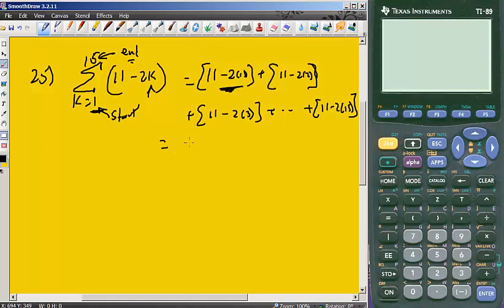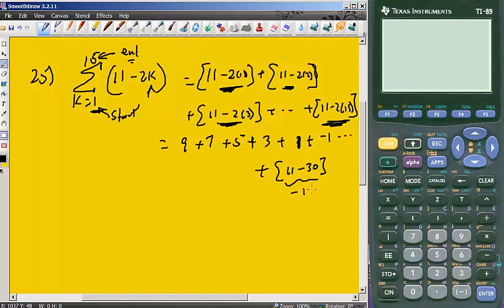So this is really 11 minus 2, which is a 9. And this is really 11 minus 4, and that is going to give me a 7. And this is 11 minus 6, which is going to give me 5. As you can see, it's going down by 2, so the next one is going to be 3. Next one's going to be 1, and then next one's going to be negative 1, so on and so forth, all the way until we get to the last one, which is going to be plus 11 minus 30. And what's my 11 minus 30? It's going to give me negative 19. So this is negative 19.